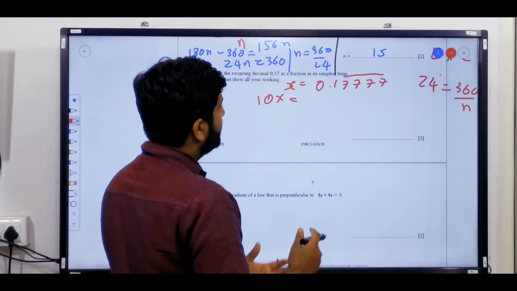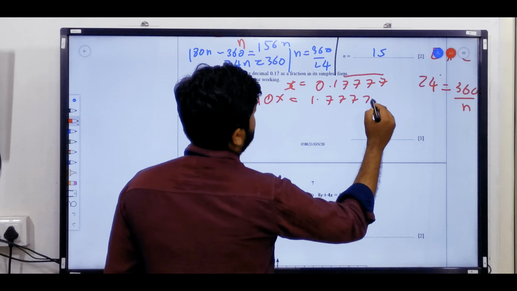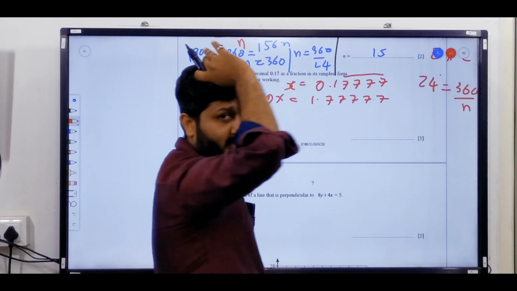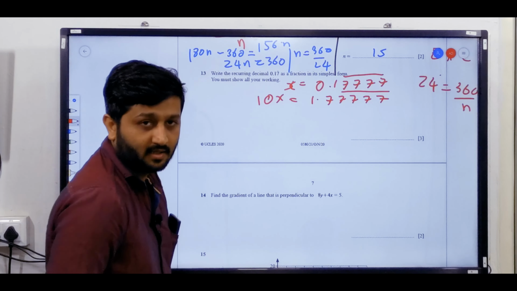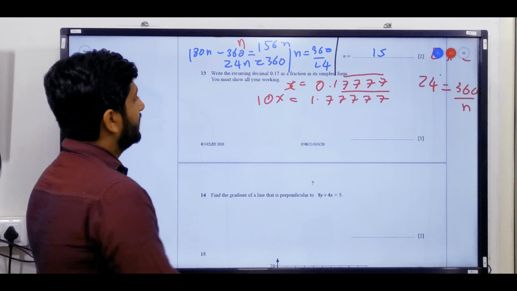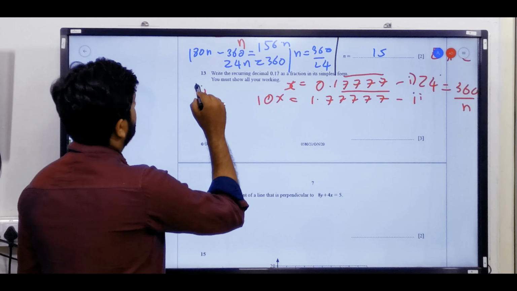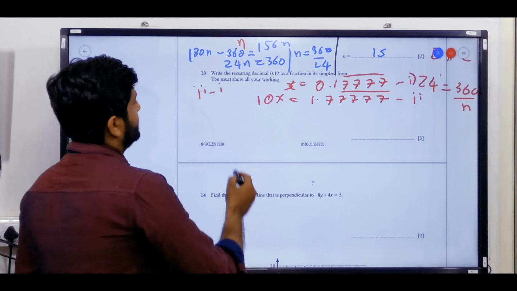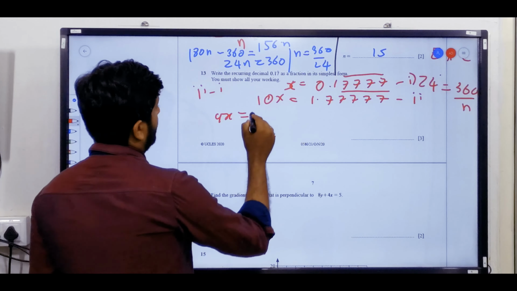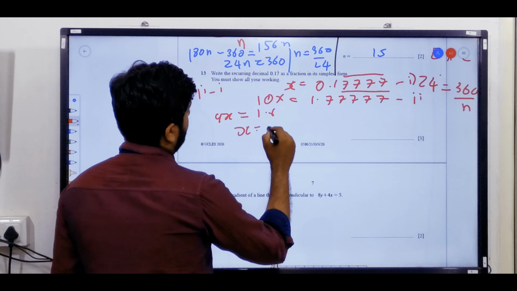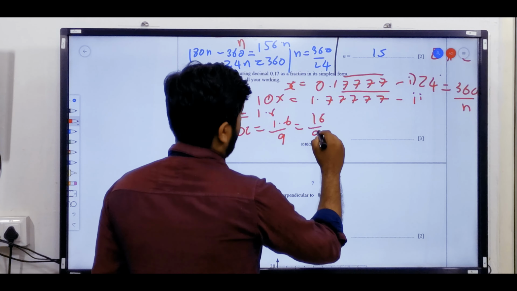So what will the number now be? The number will now be 1.777777. It will go up to infinity. If I keep this 7 here, see, this is still repeating. Now let me subtract that. Let's say this is my equation 2, this is my equation 1. Let me do 2 minus 1. 10x minus x is 9x. 1.7 minus 0.1 is 1.6. So my x will be 1.6 upon 9, or you can write it as 16 upon 90.